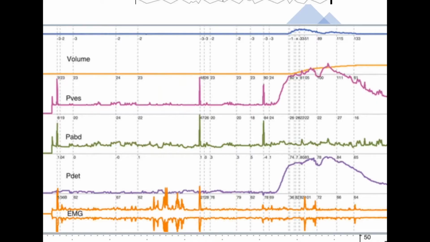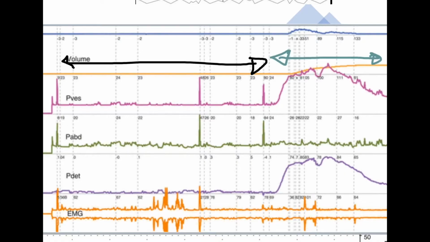If you look at what is available on the screen now, we can clearly divide this into two phases. We call this one the filling phase. I will just show you now. From here to there, this is the filling phase, and that one is the voiding phase. During the filling phase, we don't expect any leak.